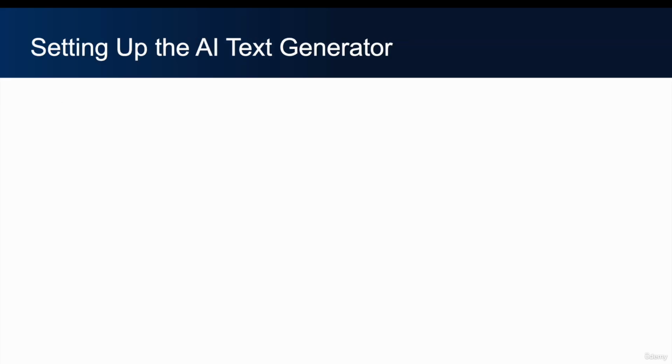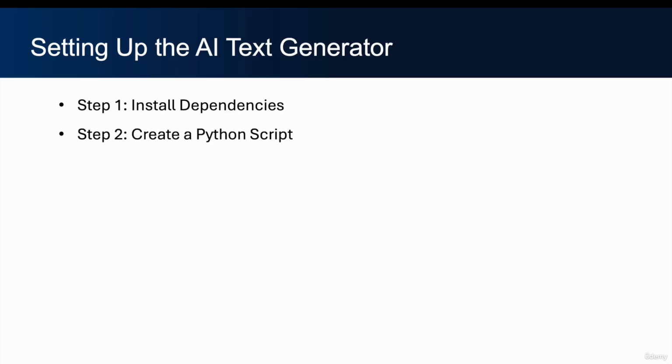Let's look at setting up the AI text generator. Let's build a Python script to generate this AI-powered content. First step, we'll be looking at installing dependencies, where we will install requests and gradio, which we did in the previous project too. So if you already did, you can skip this step. Step 2 is to create a Python script. I'll write a text_generator.py file where I will add code to generate text. And finally, we'll go ahead and run the script. So let's go ahead and implement this.